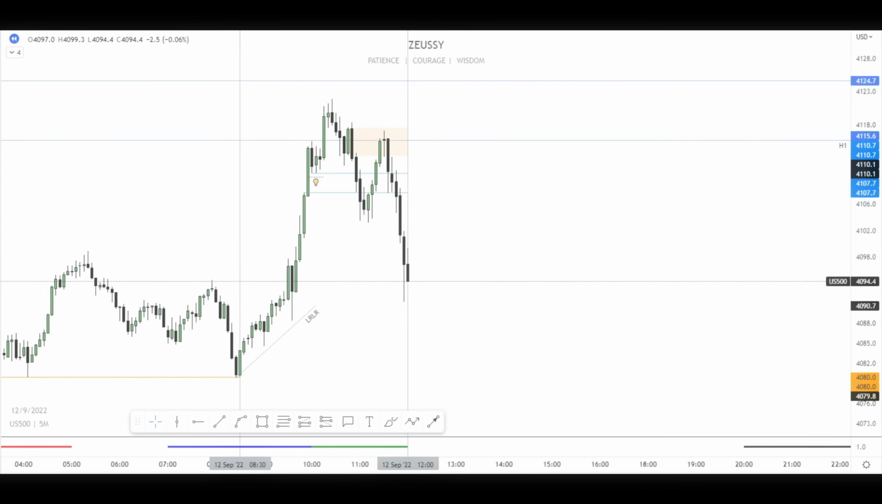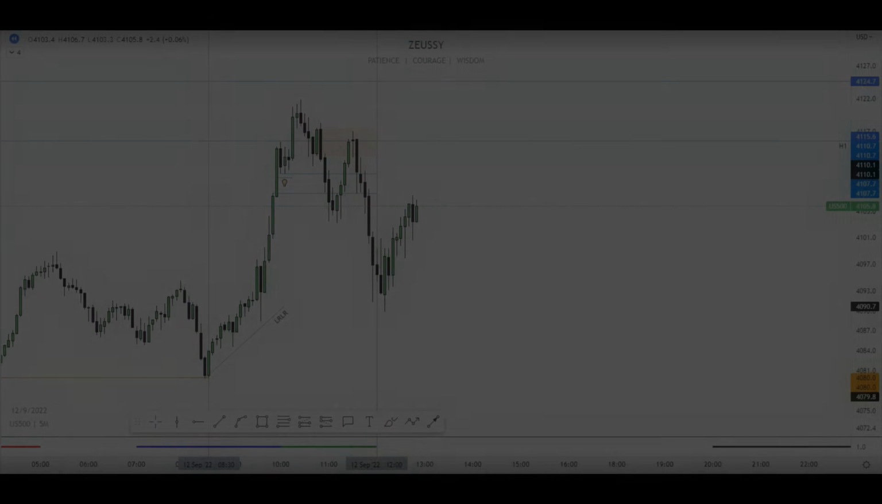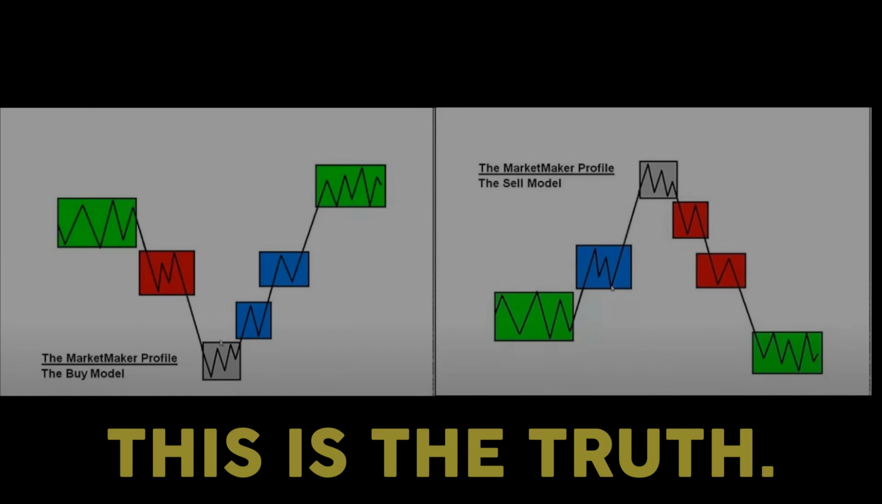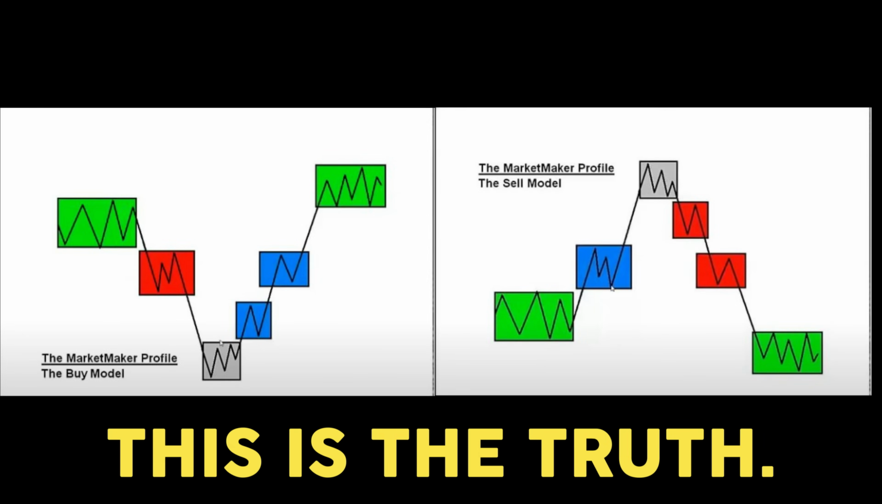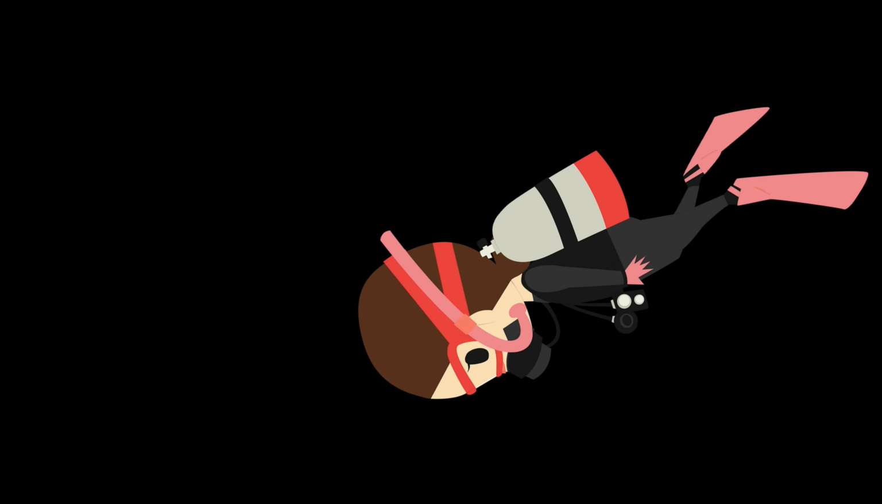And in today's video I'm going to tell you how I incorporate the market maker models into my analysis of the marketplace. I'm going to share some chart examples, some trades that I took, and the theory about why the market maker models work and how you can spot them easily. So let's dive into today's video.